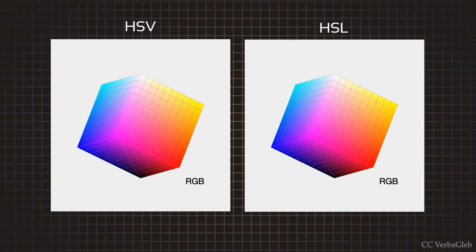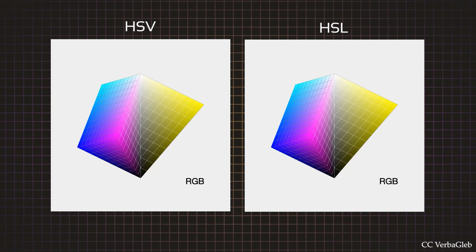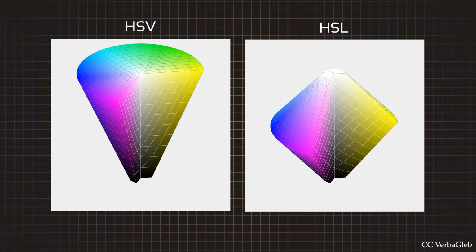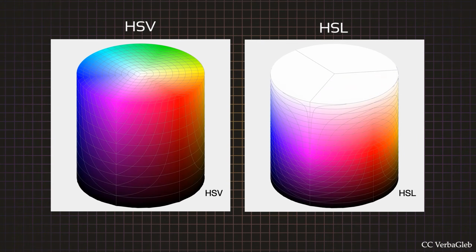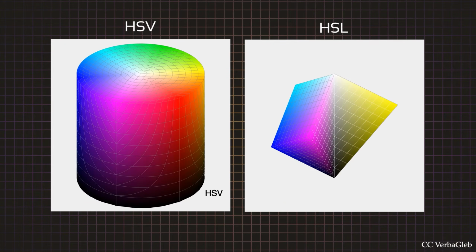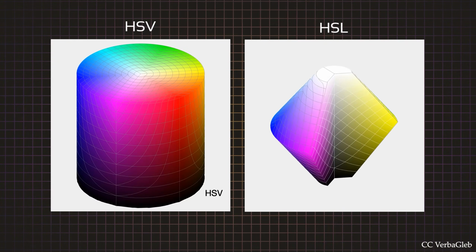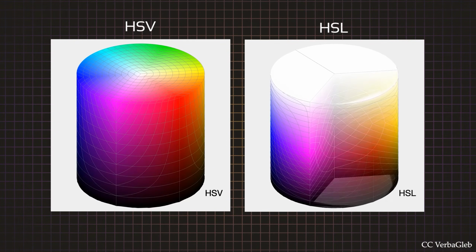HSV and HSL transform that cube into a cylinder. Look at these 2 animations that nicely show how it is done. The 6 colored corners warp into a circle and the black and white corners get expanded to create a cylinder shape.